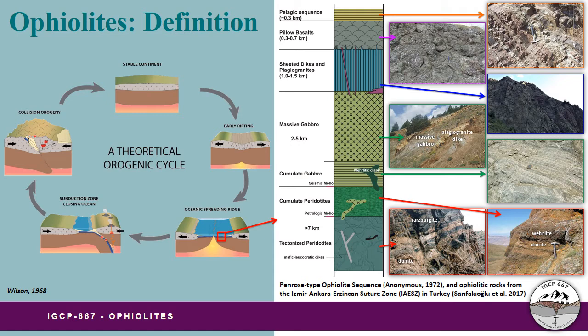You see ophiolite sections, bottom to top: tectonite peridotite, cumulate peridotites, cumulate gabbro, sheeted dikes and plagiogranite, pillow basalts, pelagic sections. Here, there are many examples from the İzmir, Ankara, Erzincan suture zone ophiolites.